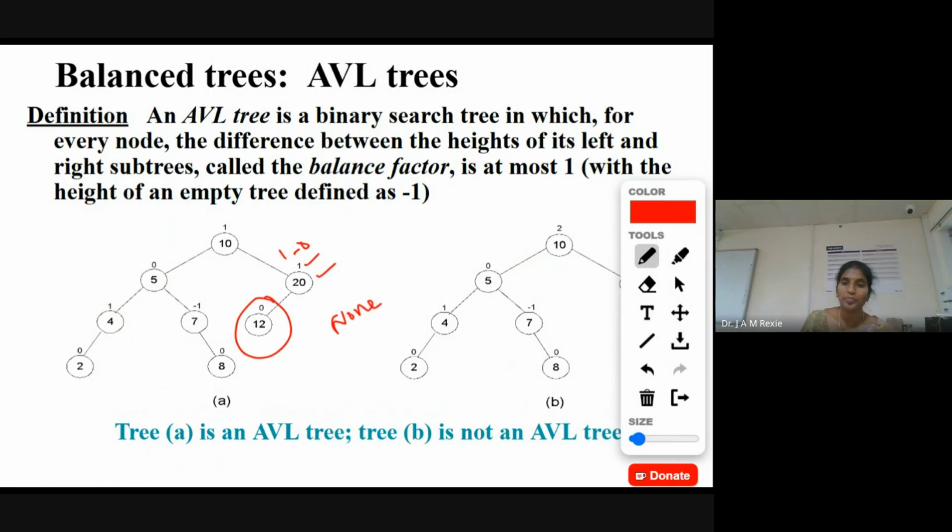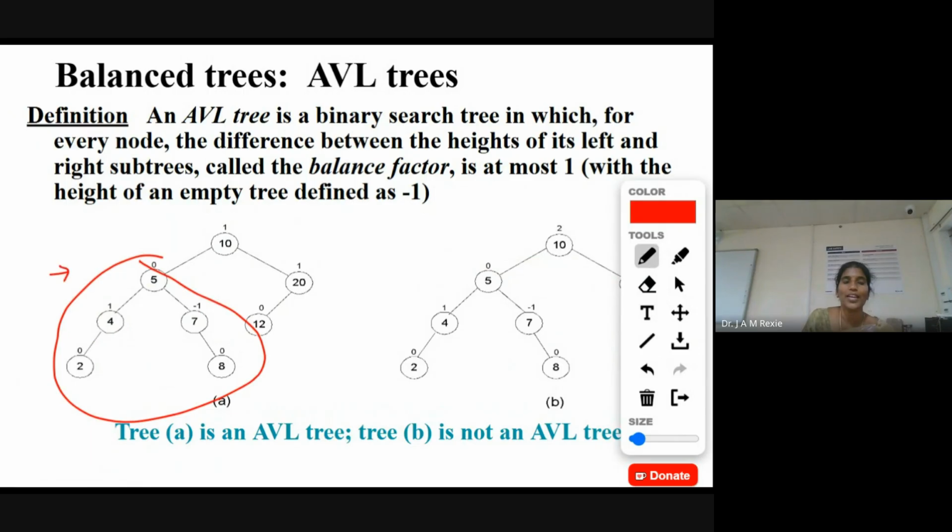And if you take 10, the number of levels in the left subtree is 3. 5 is at one level, 4 and 7 are at the next level, and then 2. So we are having 3 levels, and at the right side we are having 2 levels, 20 and 12. So 3 minus 2, we are getting the value as 1. And hence all the balance factors are either 0, 1 or minus 1. Hence it is an AVL tree.